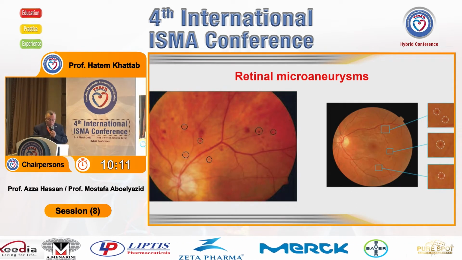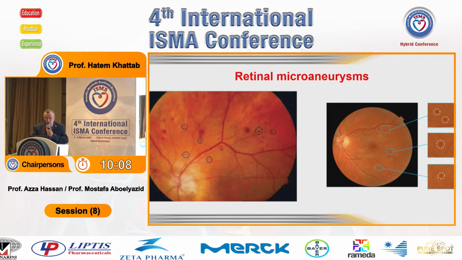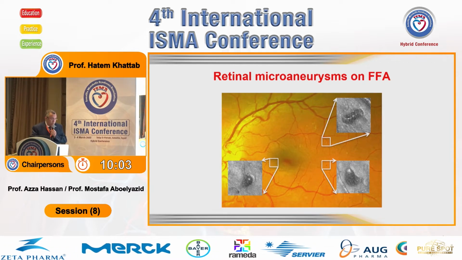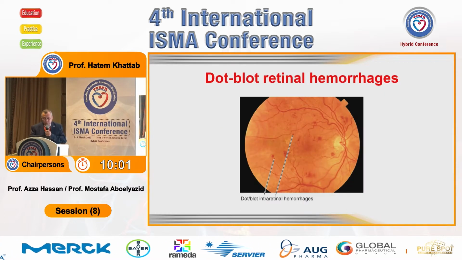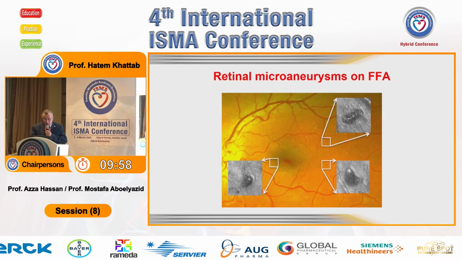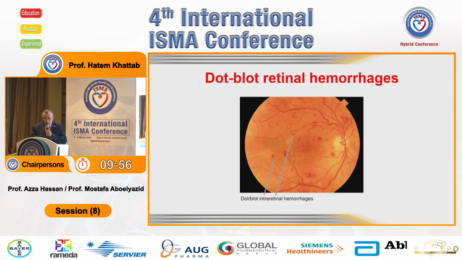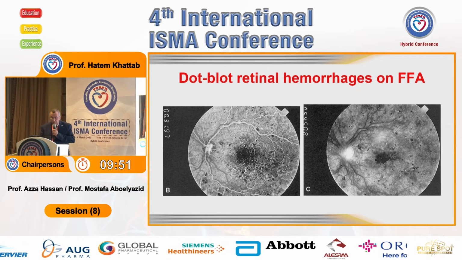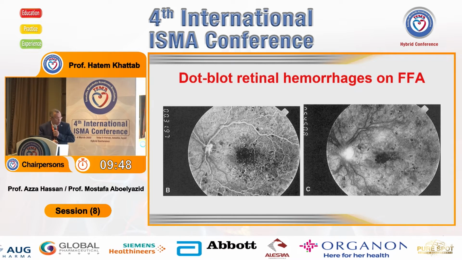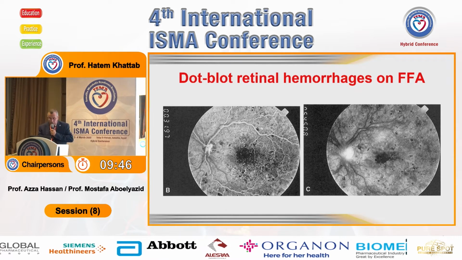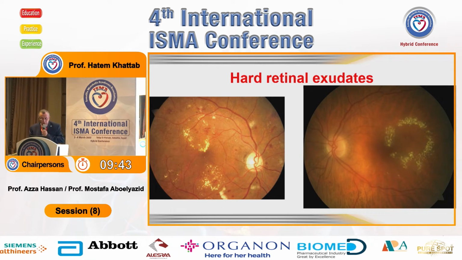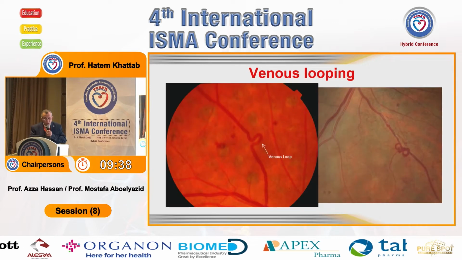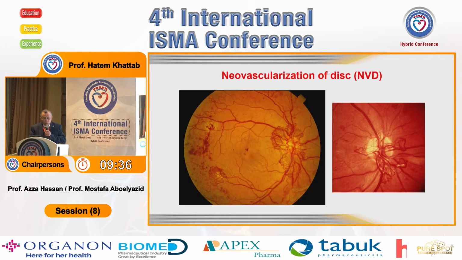This is the retinal microaneurysms arising from the venous end of the retinal capillaries. This is a histological preparation. This is what is seen on color fundus photography. The dot and blot retinal hemorrhages, and this is their appearance on fluorescein angiography, appearing as black dots of blocked fluorescence. Hard retinal exudates, cotton wool spots, venous beading, venous looping, and intraretinal microvascular abnormalities.